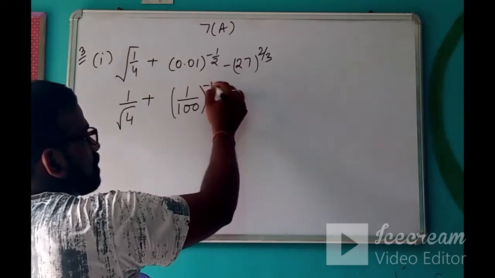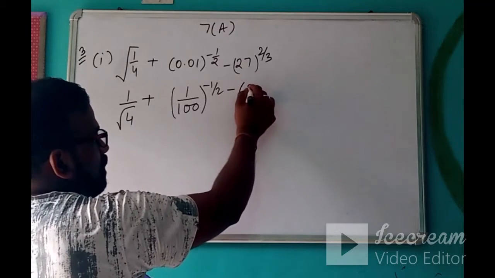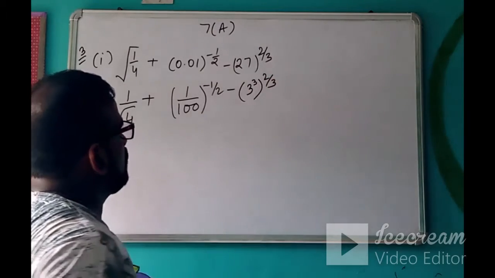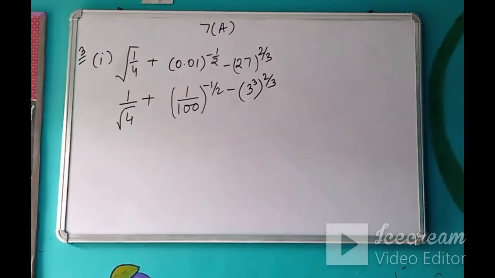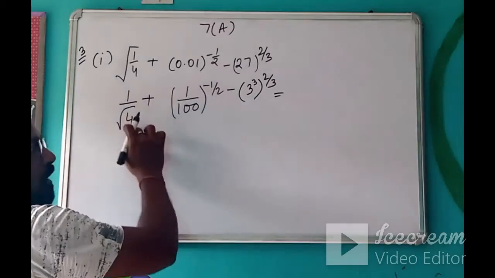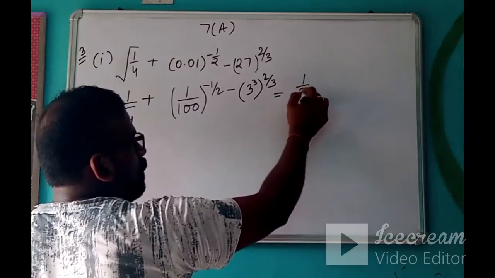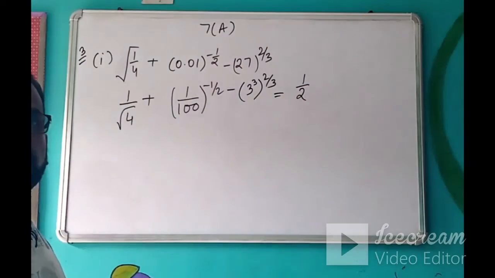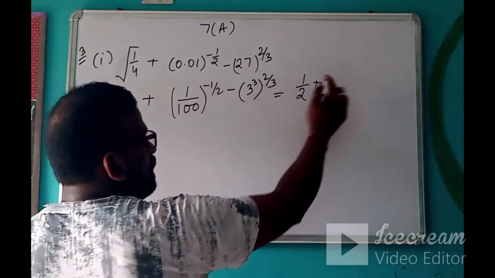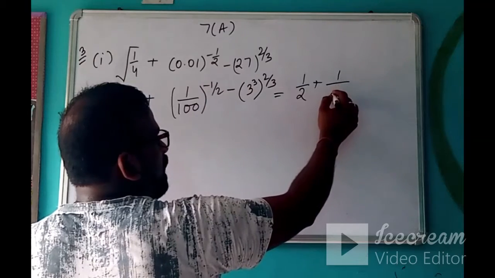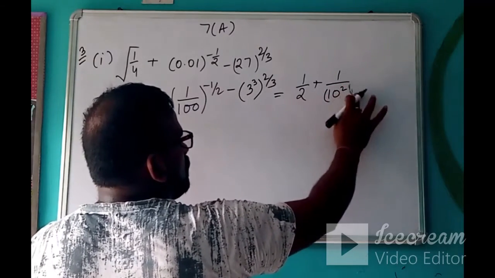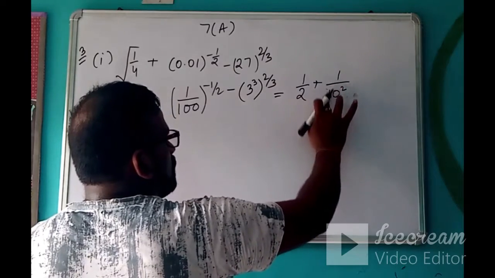Minus 27, again we will write it like this: 3 into 3 to the power 3. Okay, so what is the square root of 4? That you already know, 2. Plus this 100, we can write it as 10 to the power 2, right?